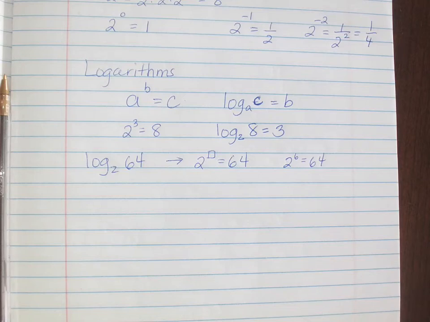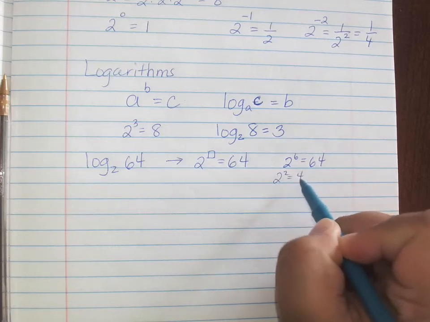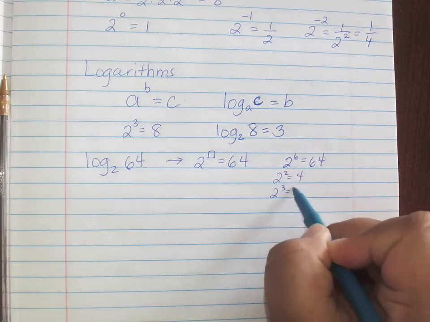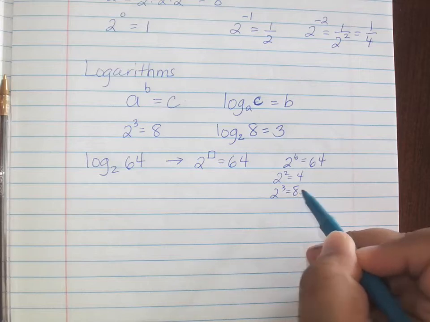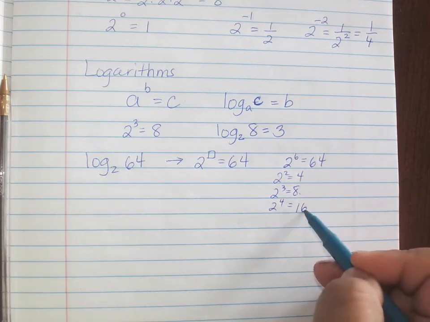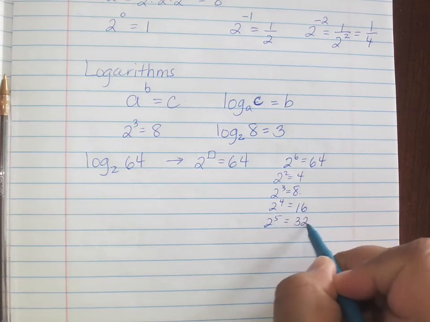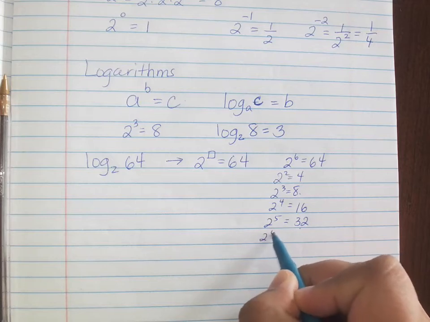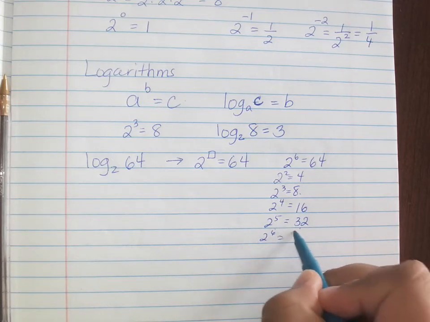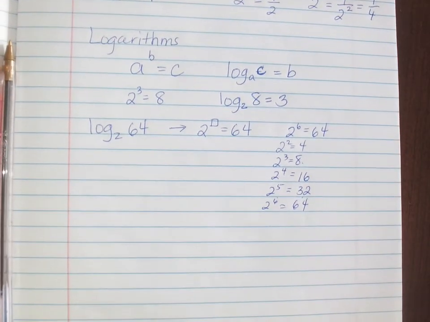And you could take your time to figure that out. You can work it out. You can say, well, 2 squared is 4, 2 to the third is 8. If I multiply by 2 again, that would be 16. If I multiply by 2 again, that would be 32. If I multiply by 2 again, that would be another exponent. There's 64. That's one way of working it out.